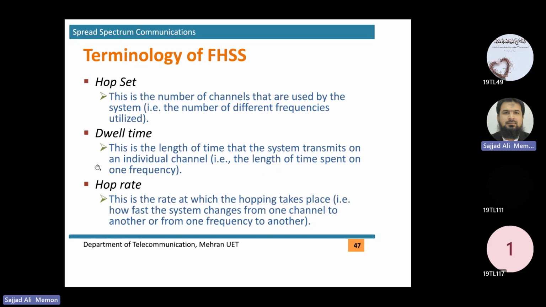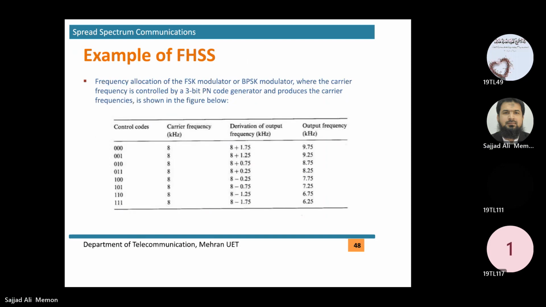Hop rate: this is the rate at which the hopping takes place. That is how fast the system changes from one channel to another, or from one frequency to another. So dwell time and hop rate are related: in case hop rate is fast, dwell time will be low. If hop rate is slow, then dwell time will be larger.